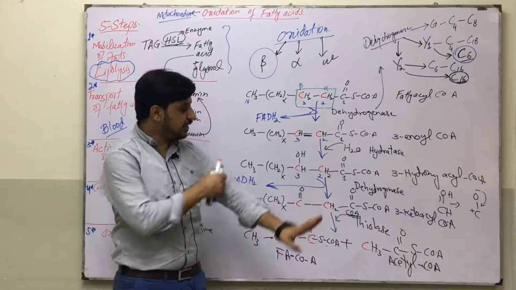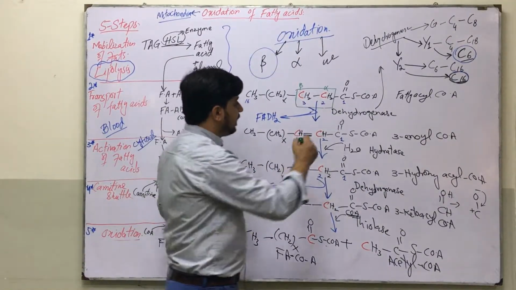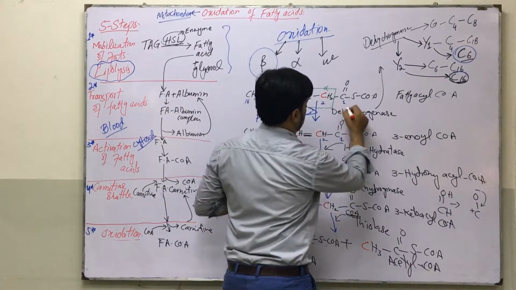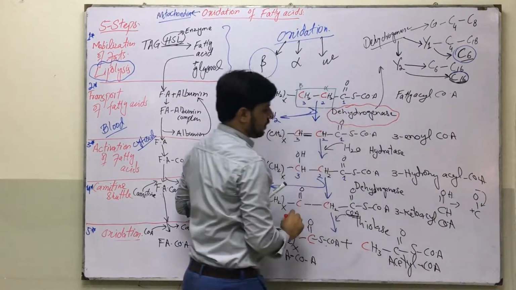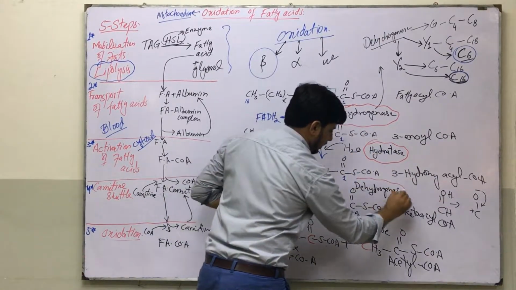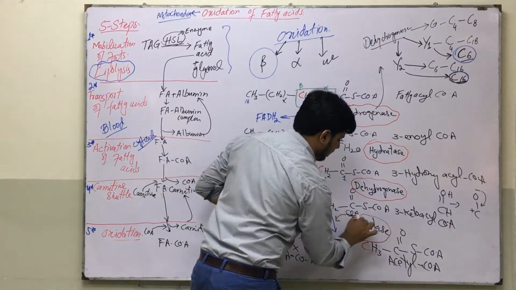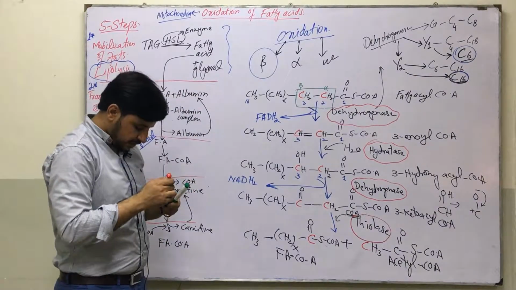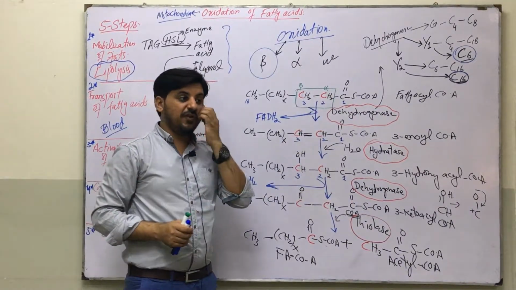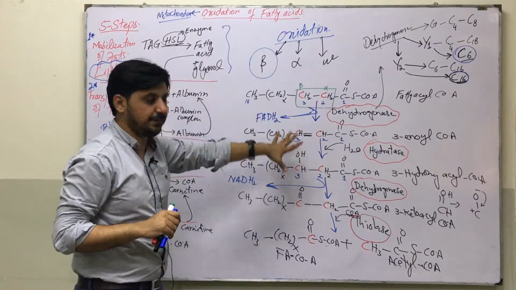Is that clear? So in this complete beta oxidation, the enzymes involved are dehydrogenase, hydratase, again dehydrogenase, and again thiolase. These 4 enzymes are involved in the beta oxidation. So this is a 4-step reaction, a 4-step pathway.